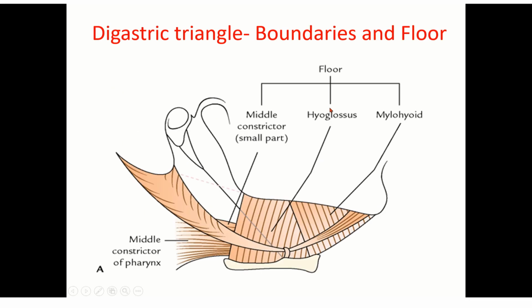And now you are seeing the digastric triangle. The name itself speaks, it is between the two bellies of the digastric. That's why it got the name digastric triangle. And you can also see there are three muscles which are forming the floor of the digastric triangle.